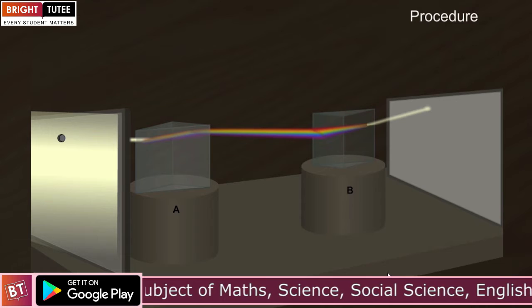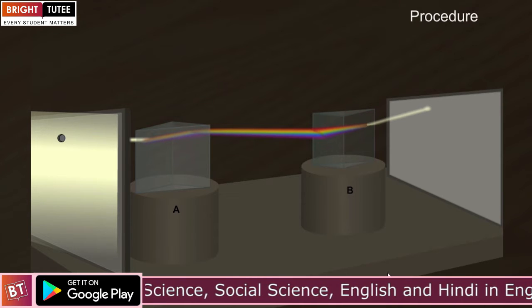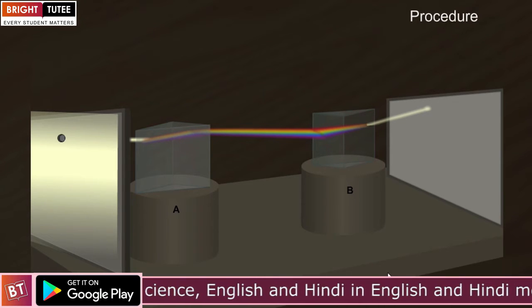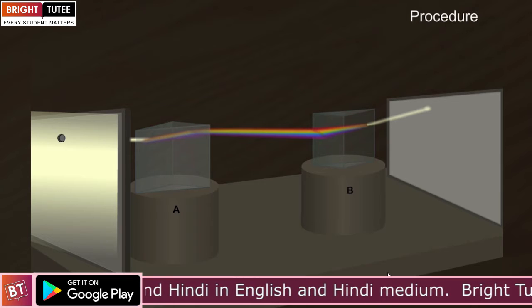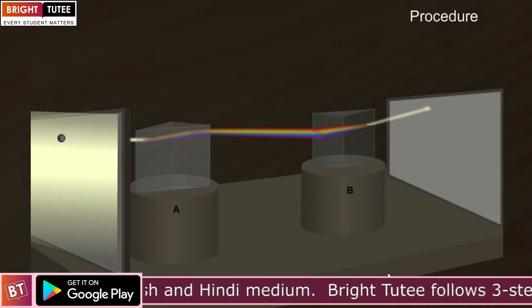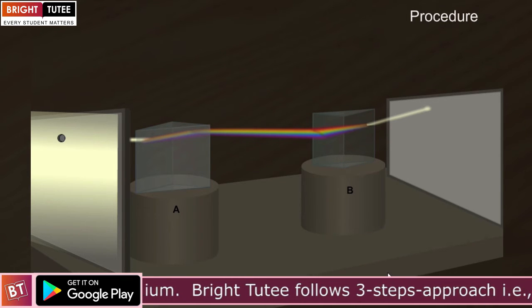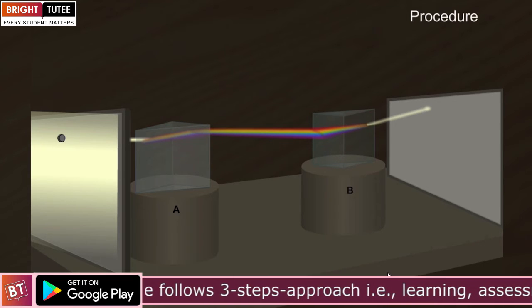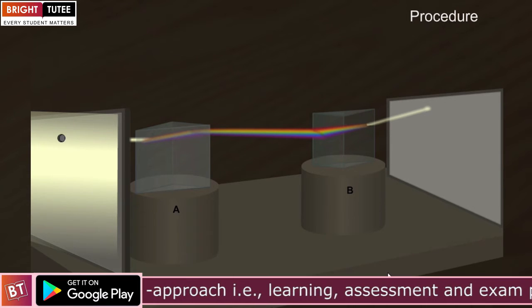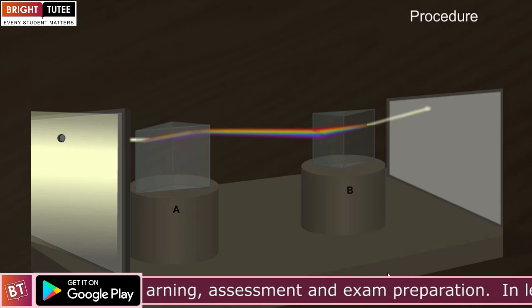The reason for the above phenomena is that the second prism B turned the dispersed colors towards its base through different angles such that before emerging from it they were incident at the same point. Thus they rejoined to form white light.